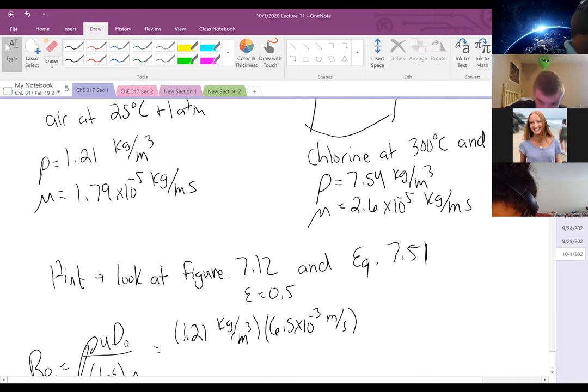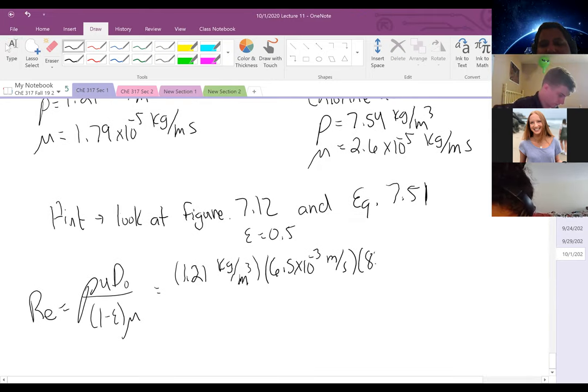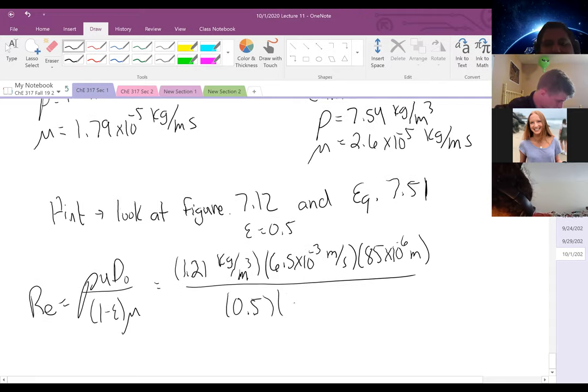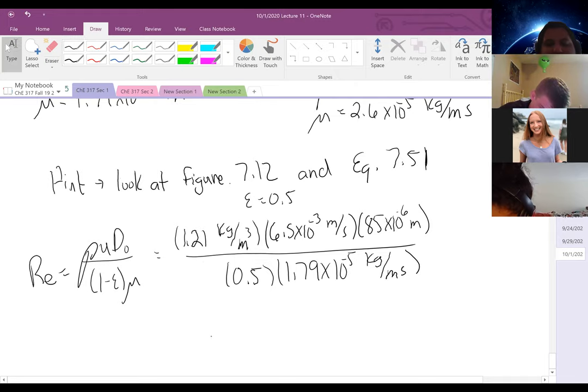So for that fluidization velocity of about 6.5 millimeters per second, we can get a particle diameter somewhere between 70 and 100 microns. If I use the average of that, let's say 85 microns, or 85 times 10 to the minus 6 meters, 0.5, and the viscosity we had was 1.79 times 10 to the minus 5 kilograms per meter second, what should we get for our Reynolds number? This is just to get a ballpark idea of this value.